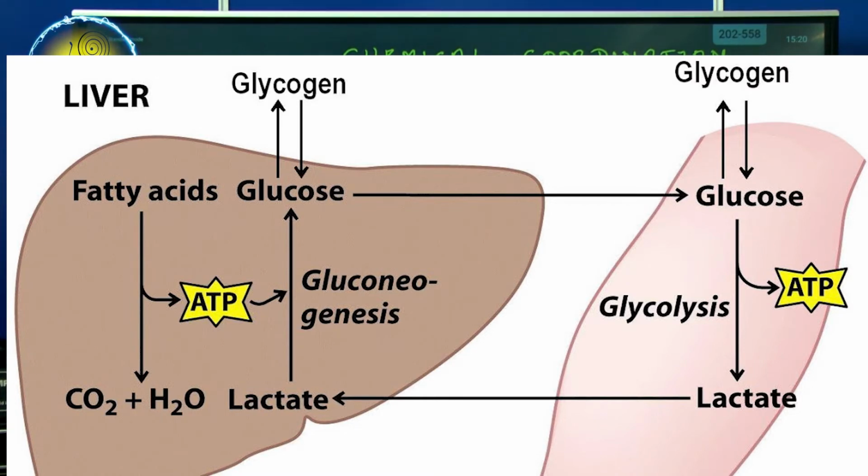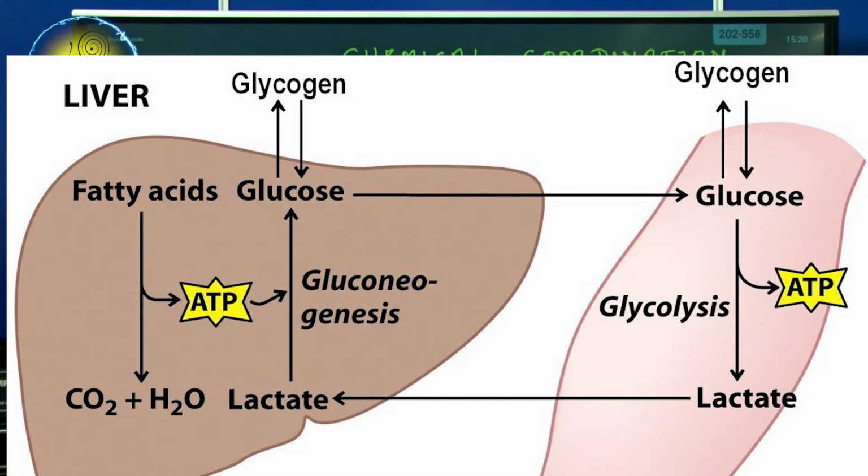Stored glycogen in the liver. What is glycogen? You are eating more carbohydrates, more sugar is coming to the liver. The liver will store excess glucose as glycogen. But when you need it, it is converted back to glucose and supplied to the blood circulatory system.